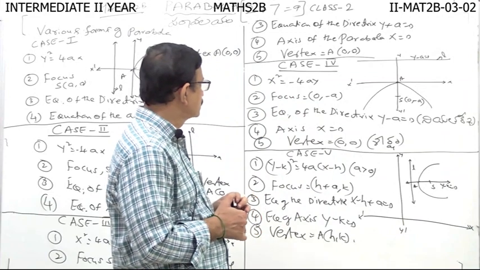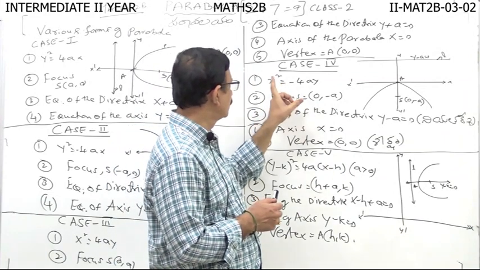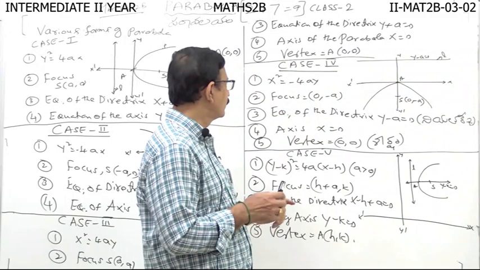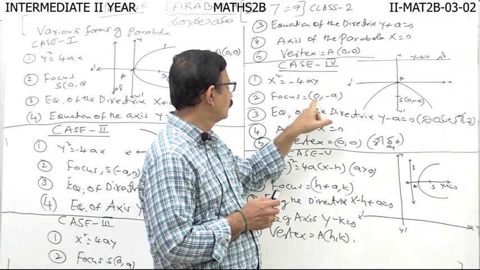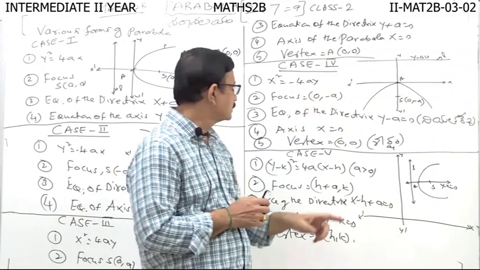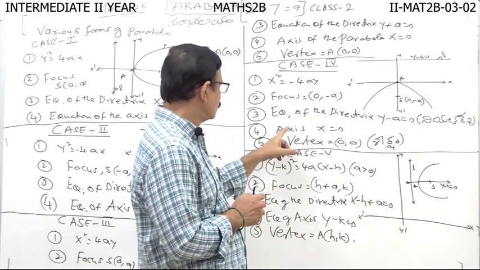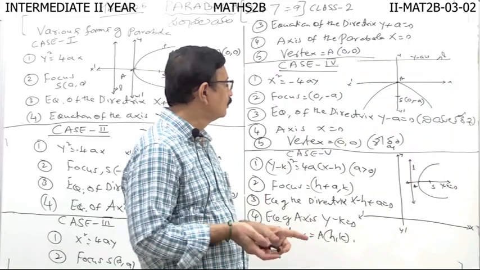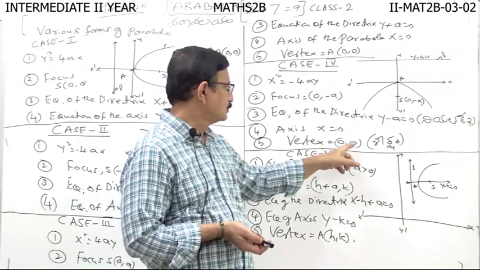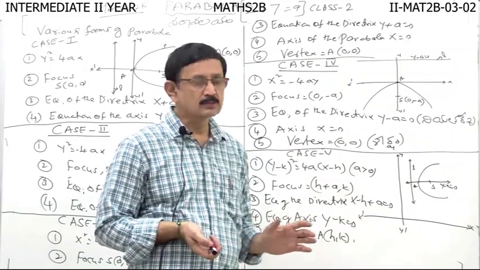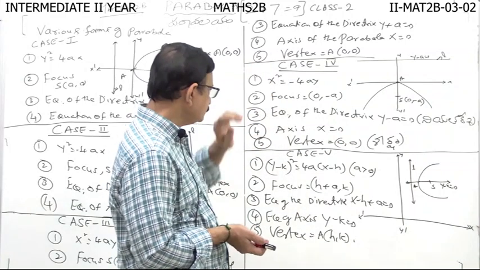So in this case, what is the equation of the parabola? x squared is equal to minus 4ay. The focus is (0, minus a). The equation of the directrix is y minus a is equal to 0. The equation of the axis is x is equal to 0, and the vertex coordinates are (0, 0). So this comes under case 4.